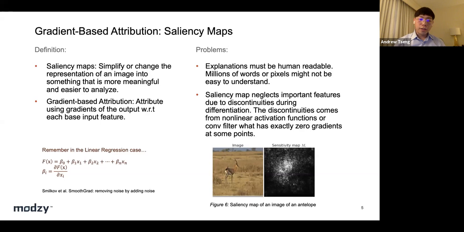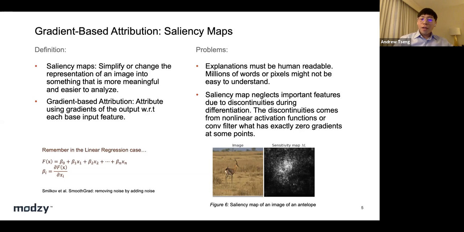The intuition behind this is the linear regression case we have seen before. We could simply differentiate the output with respect to the input features, and then we could get the beta coefficients. And these beta coefficients are the explanations. So this is pretty simple. So let's look at an example.